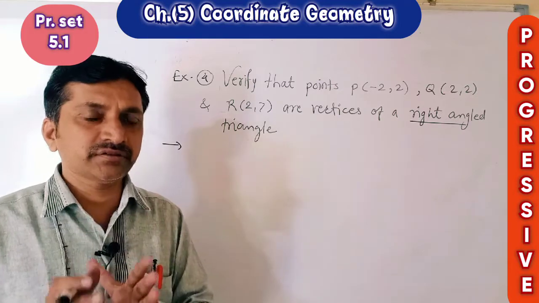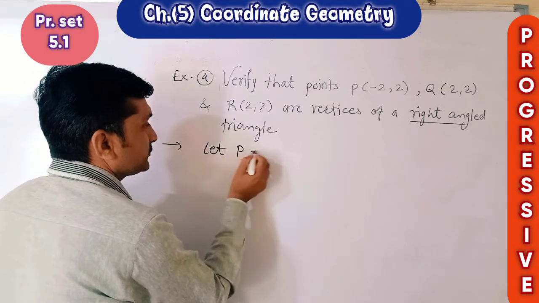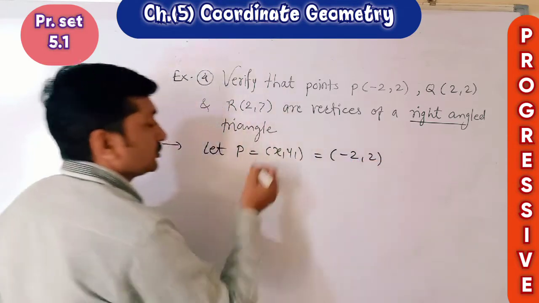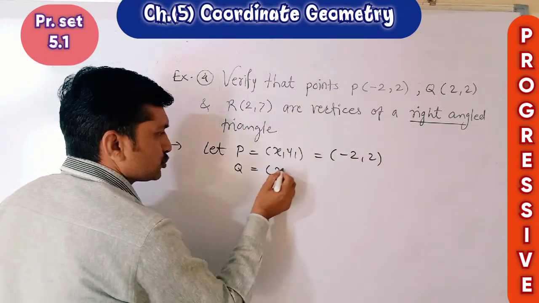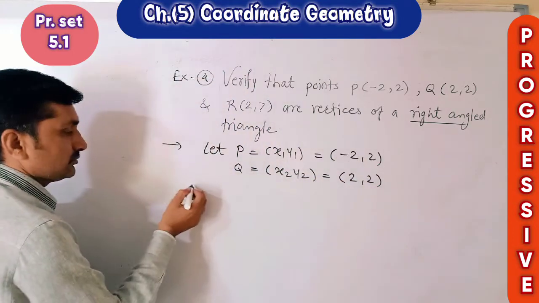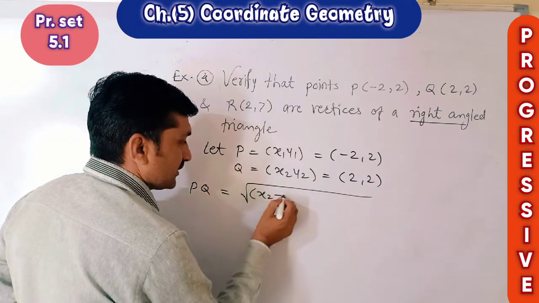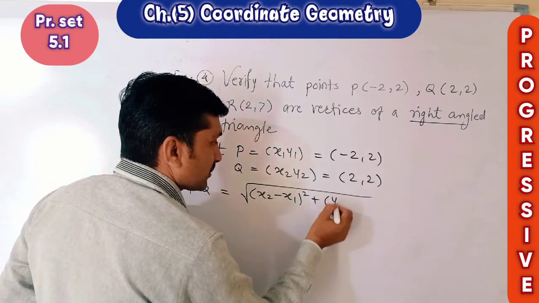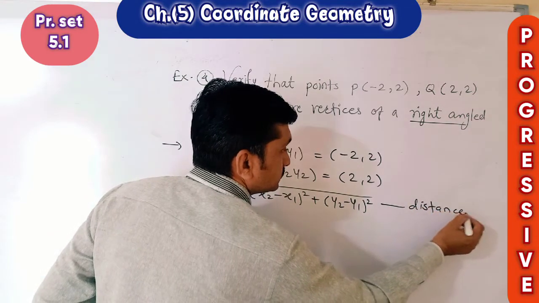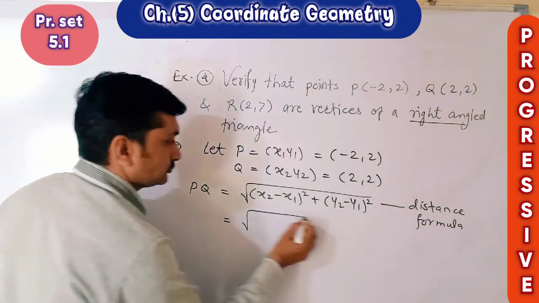First let's find distances, then we will square it. Let's take one by one. Let P is equal to (x1, y1) is equal to (minus 2, 2). Q is equal to (x2, y2) is equal to (2, 2). Find distance PQ. PQ is equal to square root of (x2 minus x1) bracket square plus (y2 minus y1) bracket square, the distance formula. Now put values and find PQ.